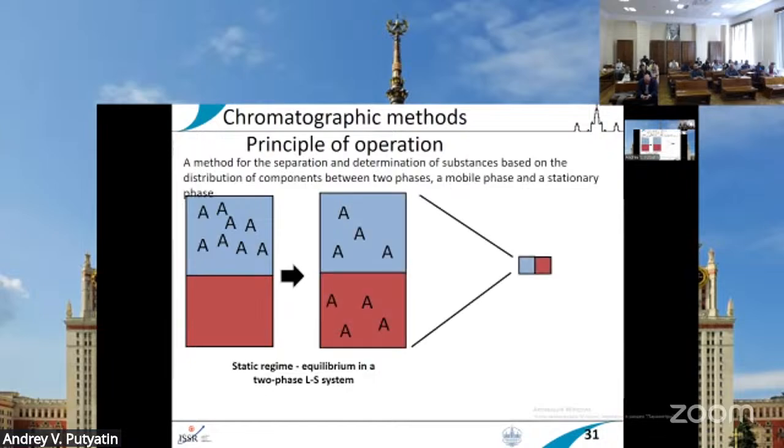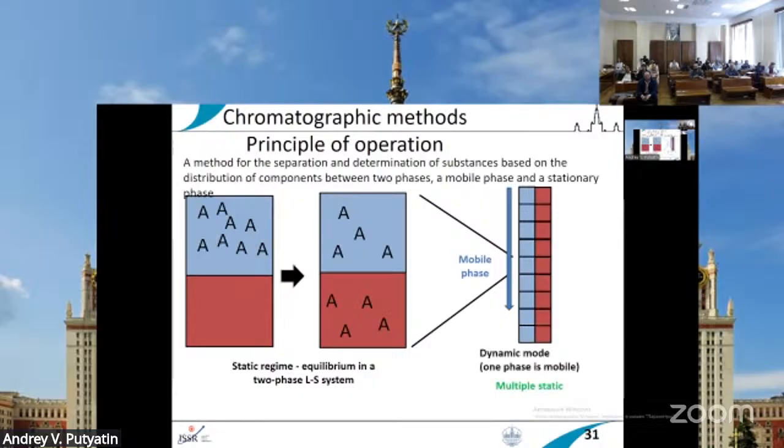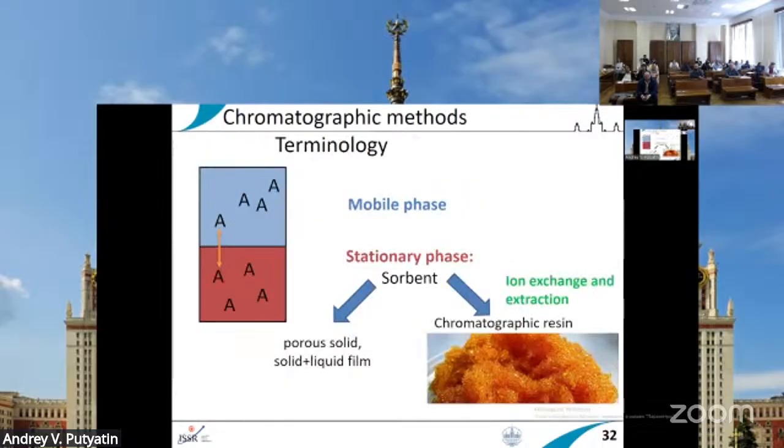So, the same slide as for Professor Petrov. Everything is clear here, and here are maybe some more pictures. In the case of a chromatography resin, here is an example of it. It looks like this kind of compound. And the main part of ion exchangers and solvent extraction chromatography resins looks like this.